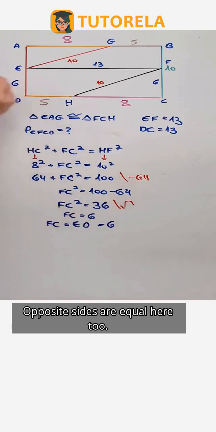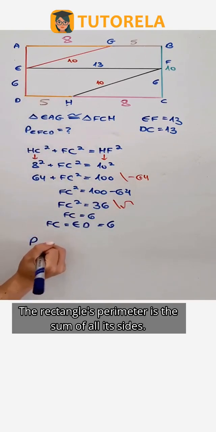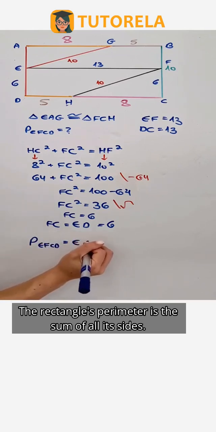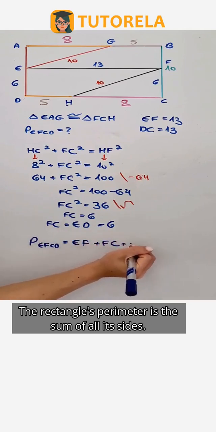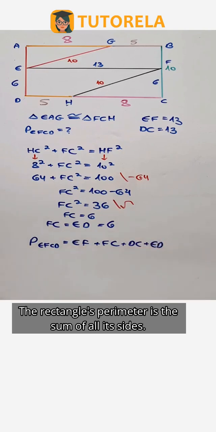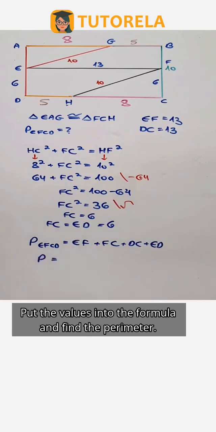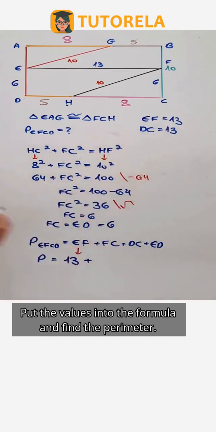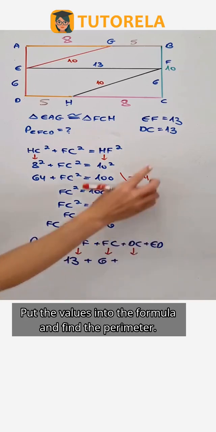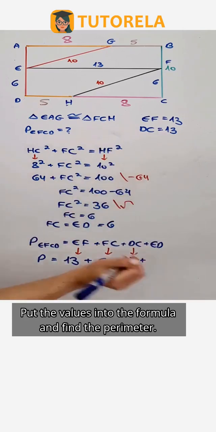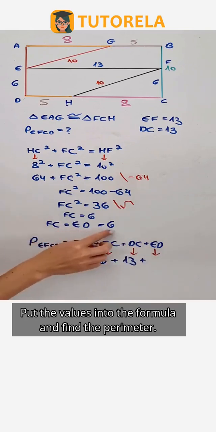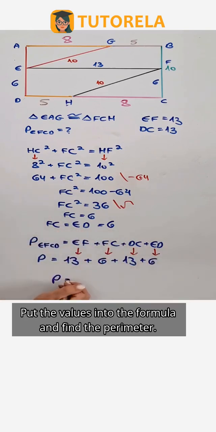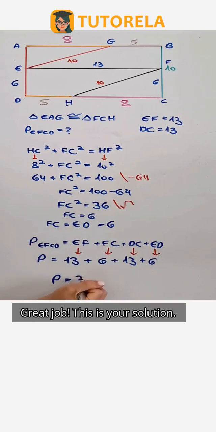Opposite sides are equal here too. The rectangle's perimeter is the sum of all its sides. Put the values into the formula and find the perimeter. Great job! This is your solution.